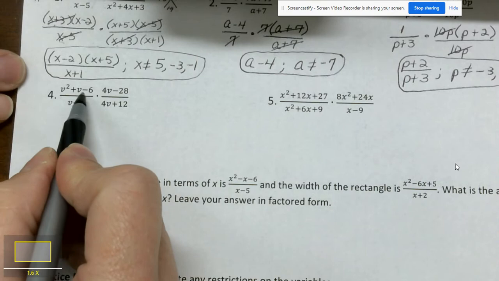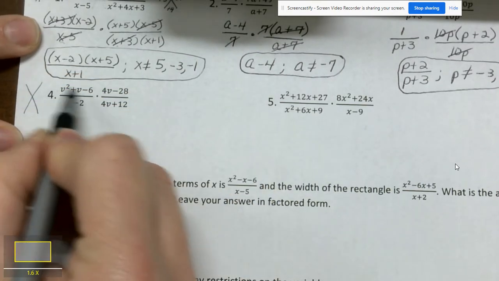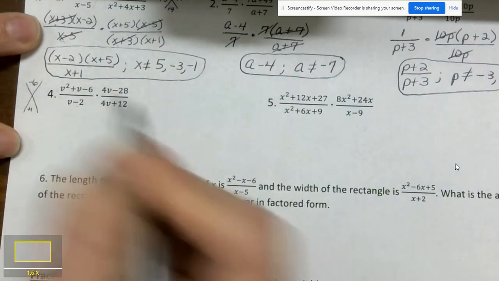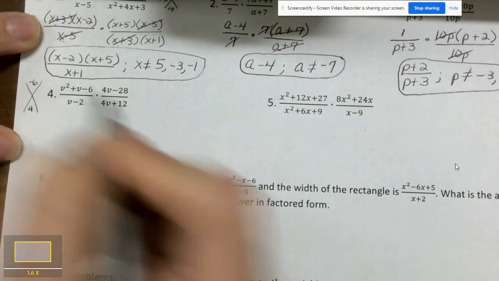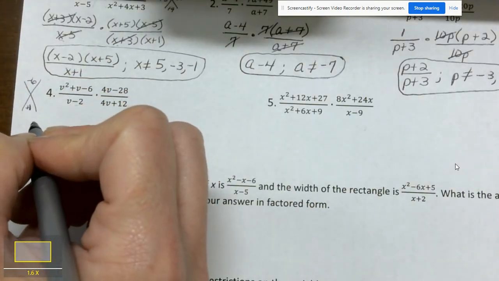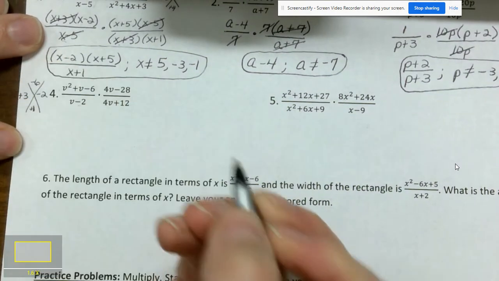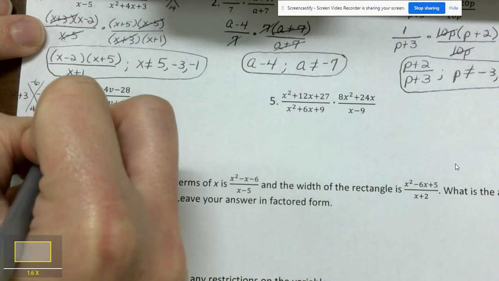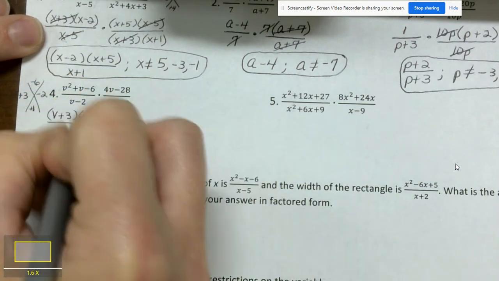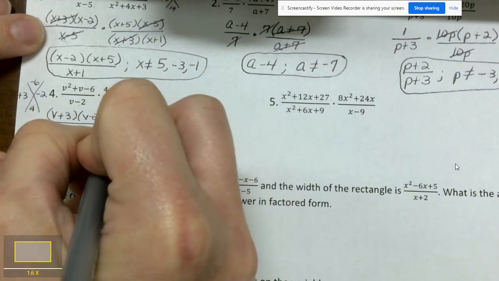So v squared plus v minus 6, I'm going to use the diamond method on that. So 1 times negative 6, that's negative 6, and then I need to get a positive 1 here. In order to do that, I would have to do a 3 and a 2. One's going to be positive, one's going to be negative, so it's going to be a positive 3 and a negative 2. So this is going to be v plus 3 times v minus 2 over, okay, v minus 2, I can't factor that any further. It's as simple as it's going to get.